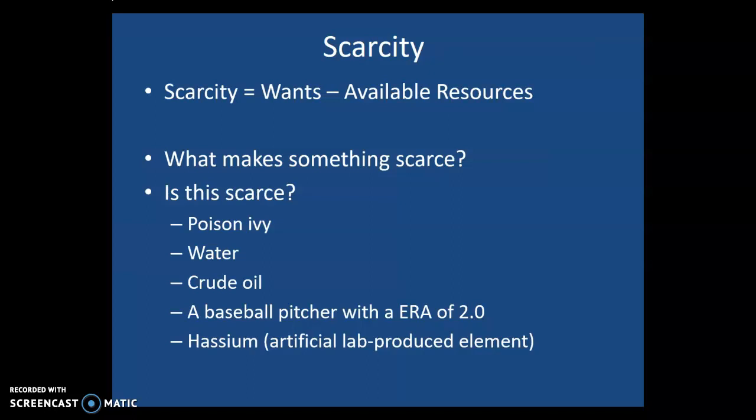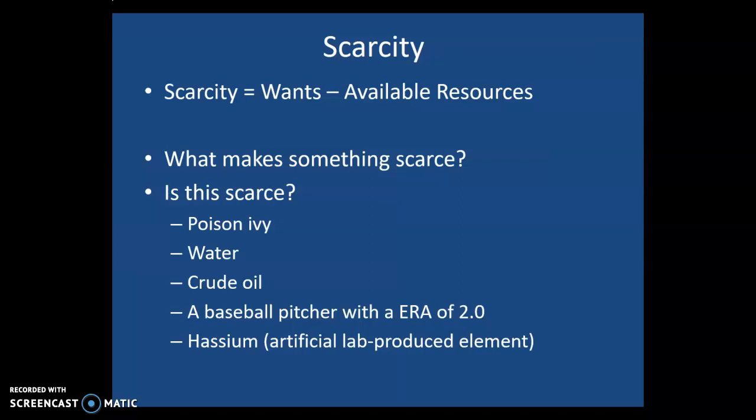Hassium. You've probably never heard of hassium unless you're really into chemistry, but hassium is an artificial lab-produced element. It's a very nasty, highly radioactive substance, and it does not appear in nature. It's created in a lab, and once created, it lasts for a few seconds, and then it starts to deteriorate, and eventually it goes away. Has a very, very short half-life, we would say.